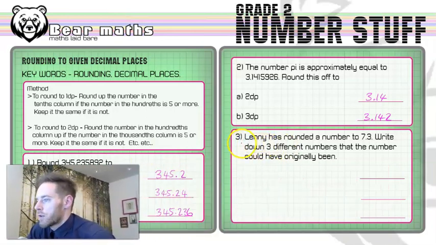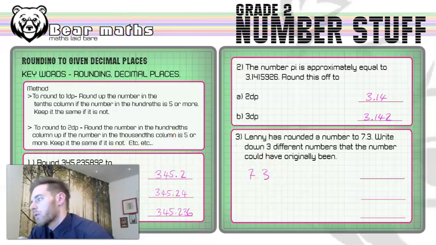Now, in question 3, Lenny has rounded a number to 7.3. Write down 3 different numbers the number could have originally been. So this number 7.3, right? If we write down 7.3, think about this example. It's kind of working it backwards, isn't it? Again, with these more complicated examples, 7.3 something. Now, could it have been 7.31? Would 7.31 have rounded to 7.3? Yes, it would. All right. So we could have 7.31.